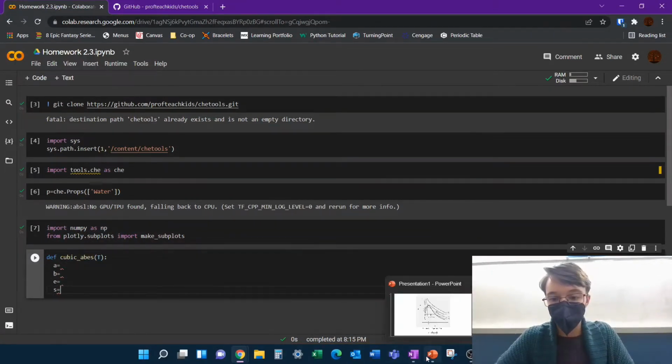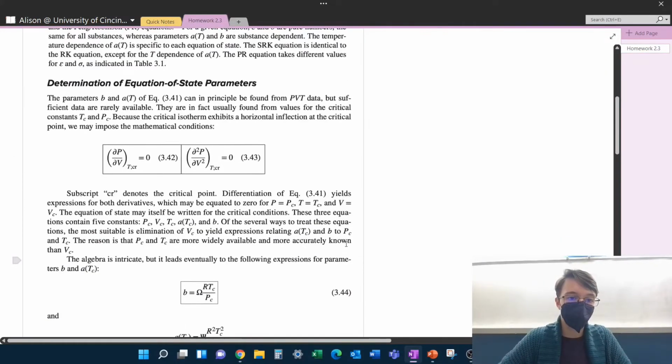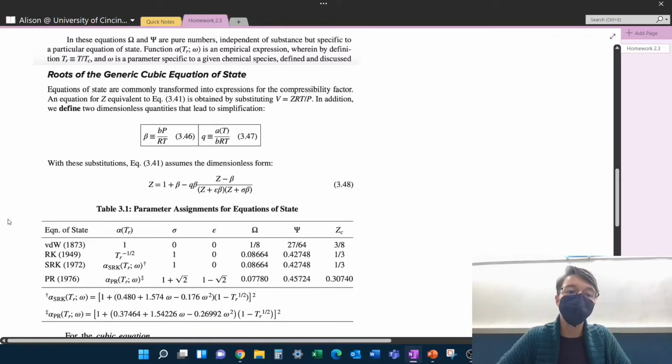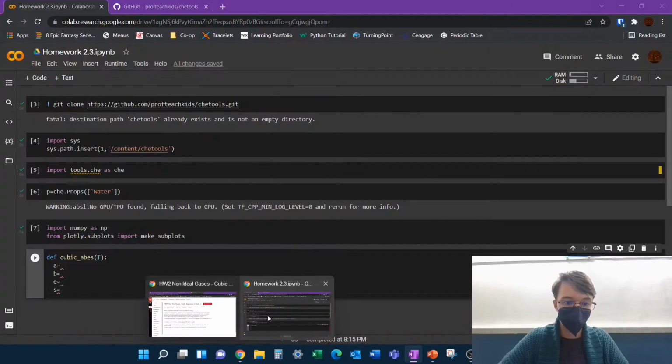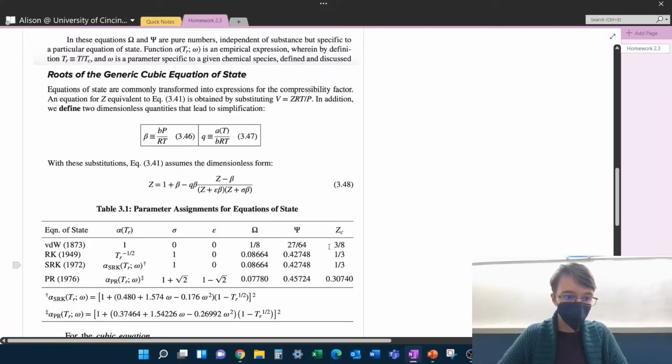So over here, we'll be able to tell what these are. First, let's go down to this table that has a lot of great values. We're using the SRK equation, so we come over here and look at that. Sigma is 1 and epsilon is 0, so we can add that to the code. So sigma is 1, epsilon is 0. So now let's figure out what A and B are. So come back over here.